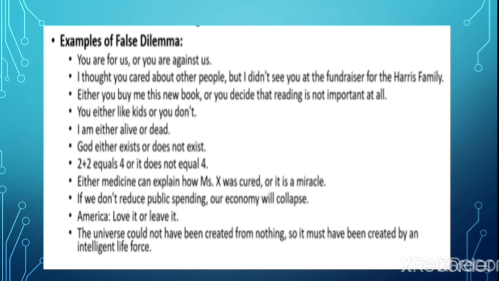For example, when we choose something, we think that we are only choosing something that is right for us, and that is how we look at things in a black and white aspect. Examples are there for you. The first example is: you are for us or you are against us. It means that there is no gray area, there is no point in between. Either you are with me or you are not with me, and this is how we make mistakes.